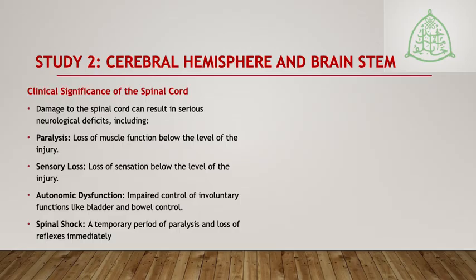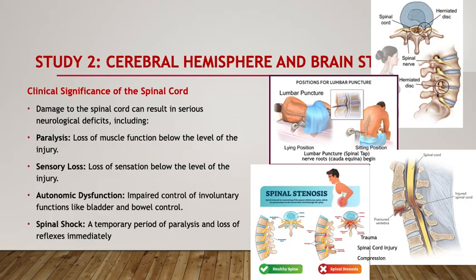So we also tend to lose the sensory information that comes in from that particular level, and there's going to be disruption of autonomic functions as well. We're also going to have spinal shock, where temporarily we're going to have paralysis. So these are some of the significances of the spinal cord.